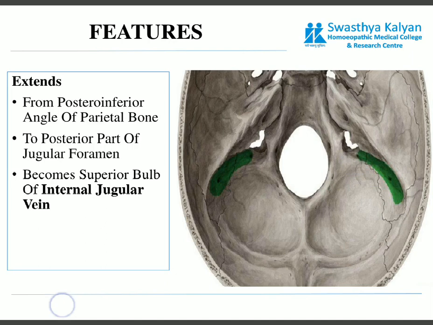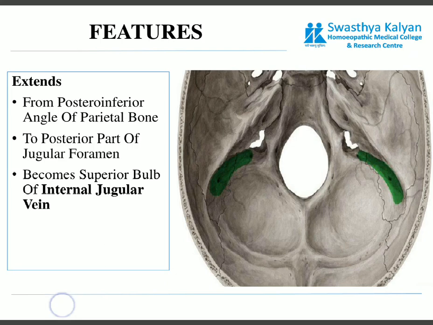and it goes up to the posterior part of the jugular foramen. This is the jugular foramen. When the sigmoid sinus reaches the jugular foramen, it becomes the superior bulb of the internal jugular vein. So the end of the sigmoid sinus is the beginning of the internal jugular vein. This jugular foramen is very important because it contains important structures. It is an opening at the base of the skull, located on both the right and the left side.